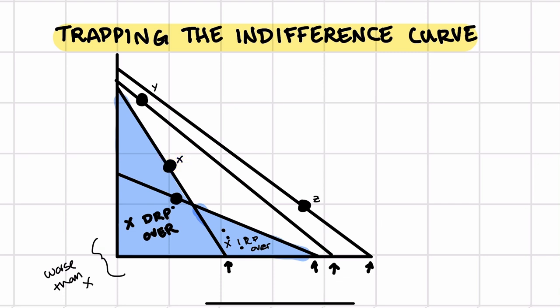Now, what bundles are better than X? Well, we know from our assumption of monotonicity, we can say anything directly north or directly east or anything in the northeast direction, if we have the same amount of one good and more of the other, or more of both goods, these are definitely better than X, just by monotonicity.